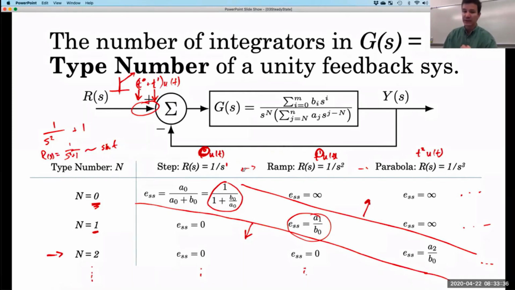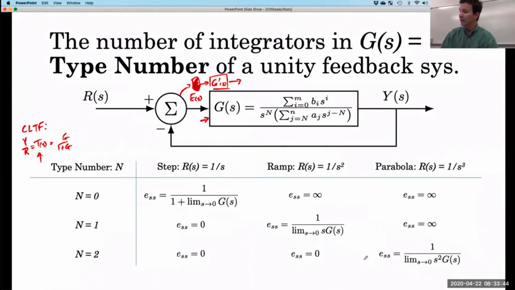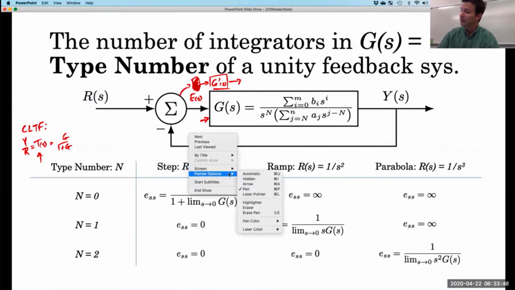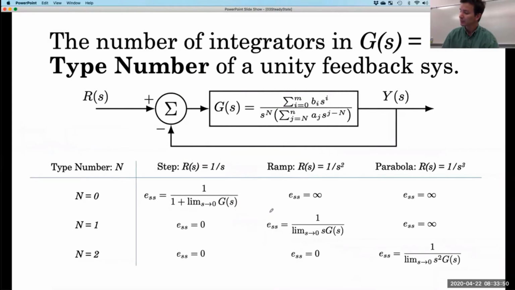You will rarely see this table presented in this way. Usually it's presented in the way that I'm going to show you on the next slide, and that is given these quantities in terms of the G transfer function. So this is the exact same table as we had on the last slide. It's just presented in the way that it's more commonly written. This is what you'll find in your textbook.